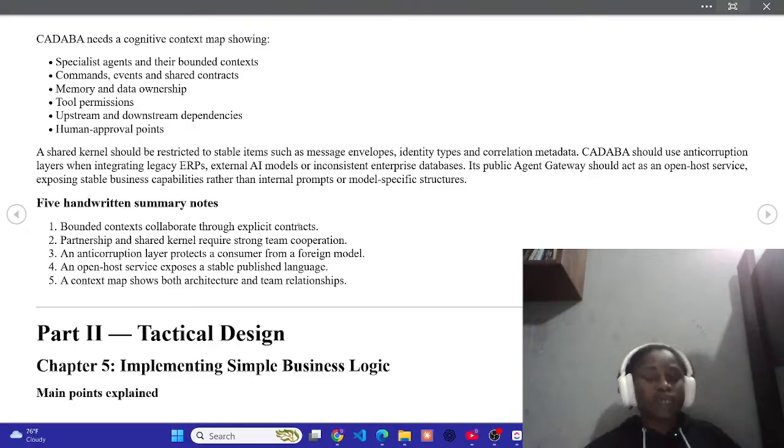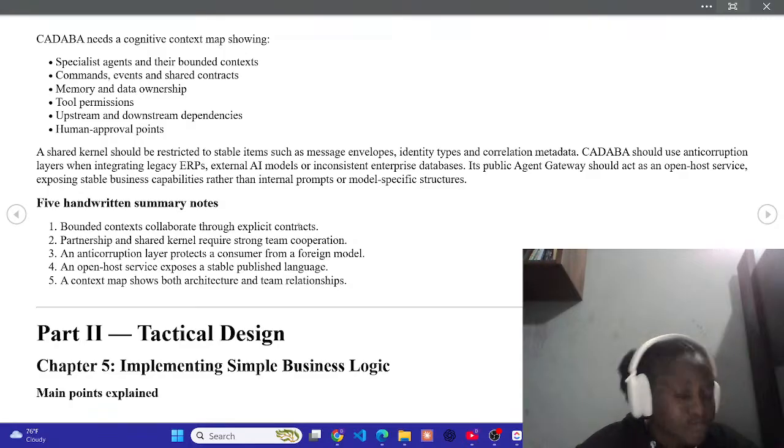So how do we implement this in agentic system design? We need a cognitive context map showing specialist agents and their bounded context. So you must have a context map in agentic system design, and this context map must show specialist agents and their bounded contexts. Every agent with their bounded context must be designed. Then command, event, and shared contract. This context map must connect command, event, and shared contract between them. It must also connect memory and data ownership.